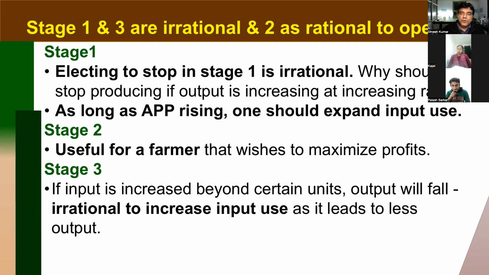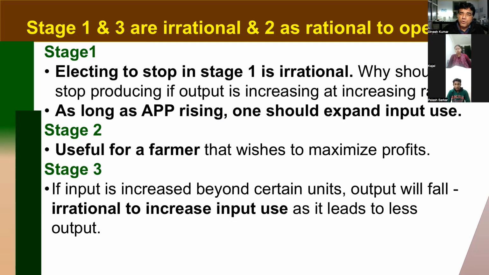As in the beginning, I told you that this law just makes the relationship between physical quantities: tons, quintals, kgs, and so on. So as long as average physical product is rising, one should expand input use. So in this case, stage 1, AP is also rising. Now stage 2 is useful for a farmer that wishes to maximize profit.